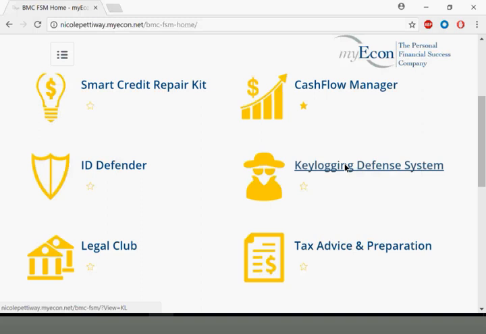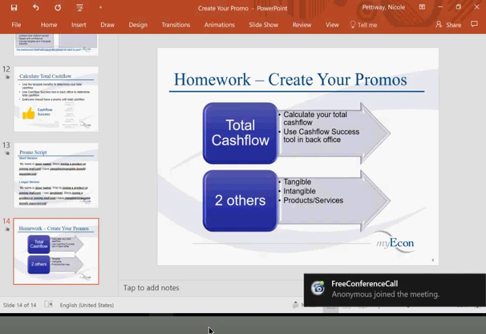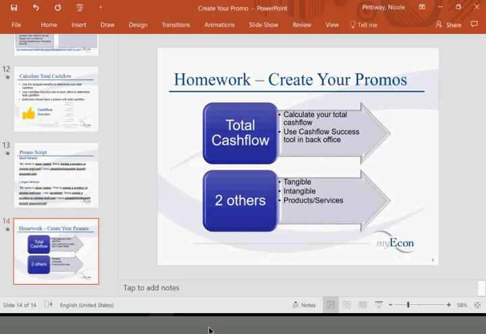Are you looking at the screen? Oh, no, I don't have it pulled up. I'm writing everything down. Okay, so it's ID Defender and the key logging defense system. Key logging defense system. If you can't find it, just go on our Millionaire Society Facebook page and post a question, or you can reach out to me or one of your uplines to help you out there. All right. Did I answer your question? Yes. All right.